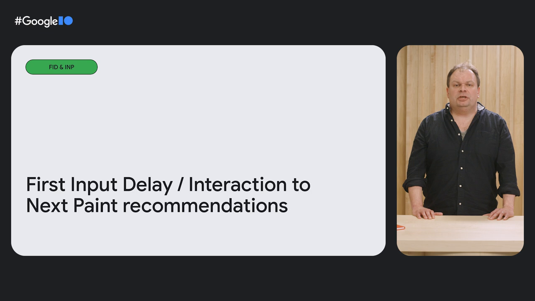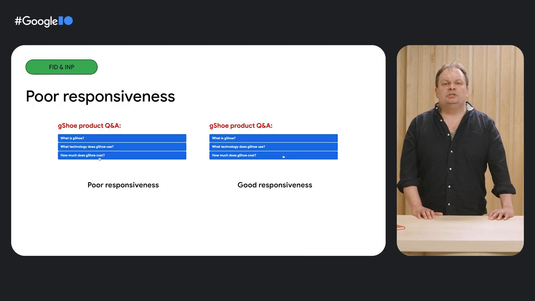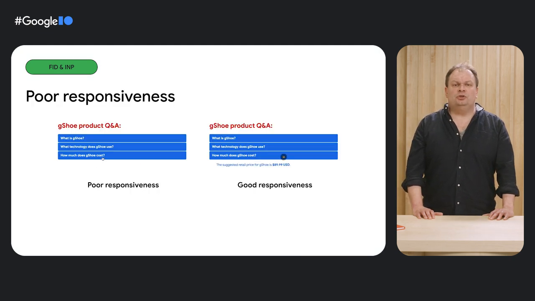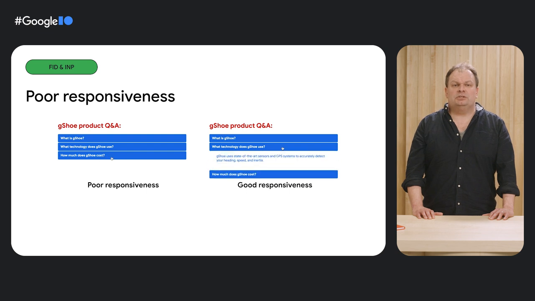Finally, we have the responsive recommendations. These recommendations will help with both the current First Input Delay, or FID, Core Web Vital, and the newer, more comprehensive Interaction to Next Paint, INP metric. Responsiveness is all about ensuring that we don't block the main thread, as that results in the browser being unable to respond to user input.